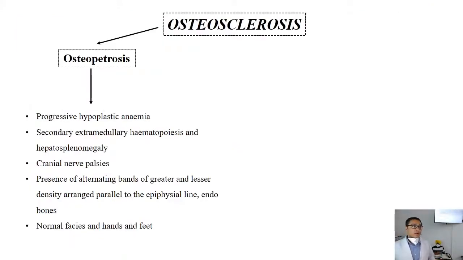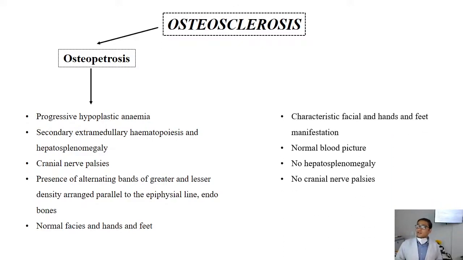But for us, osteopetrosis is one common differential diagnosis for osteosclerosis. But osteopetrosis has got progressive hypoplastic anemia, secondary extramedullary hematopoiesis with hepatosplenomegaly, cranial nerve palsies, and normal facies and hand and feet. But this patient had characteristic facial, hand and feet features, normal blood picture, no hepatosplenomegaly, and no cranial nerve palsies.